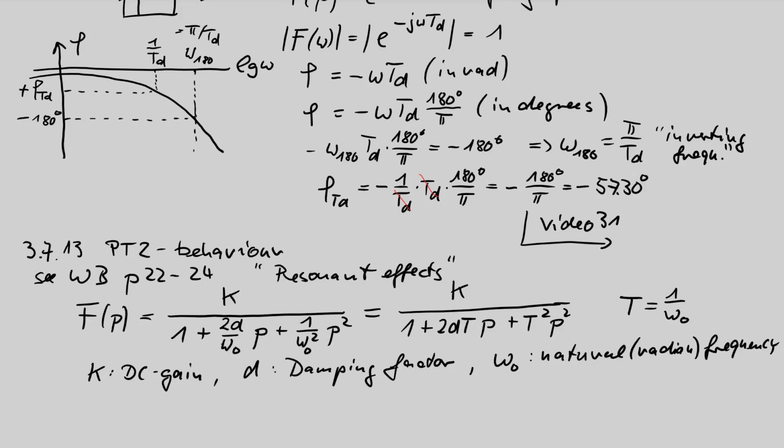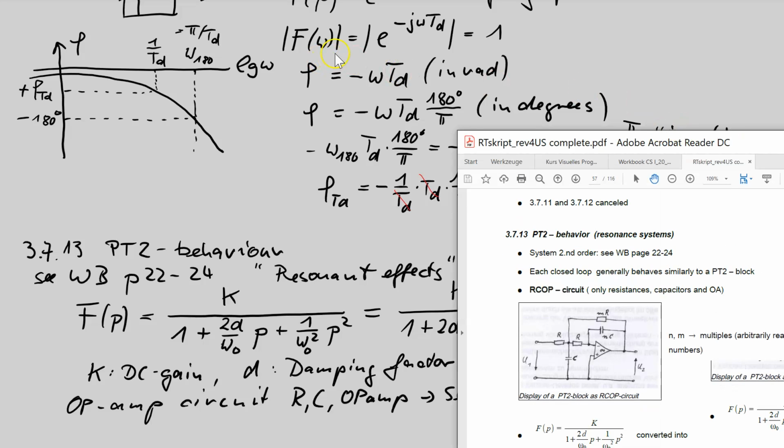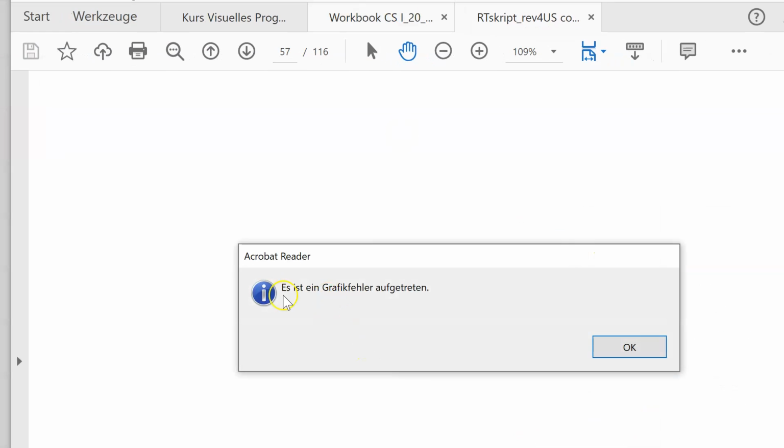Okay, let's continue with the operational amplifier circuit. Op-amp circuit with resistors, capacitors, without inductivities, with an op-amp. See in the student paper page 57. Just a quick look at this circuit.